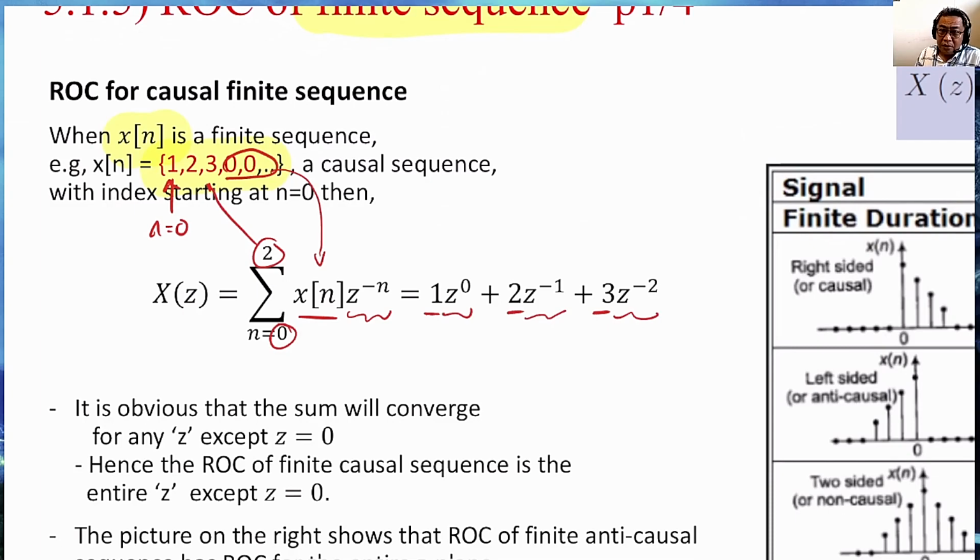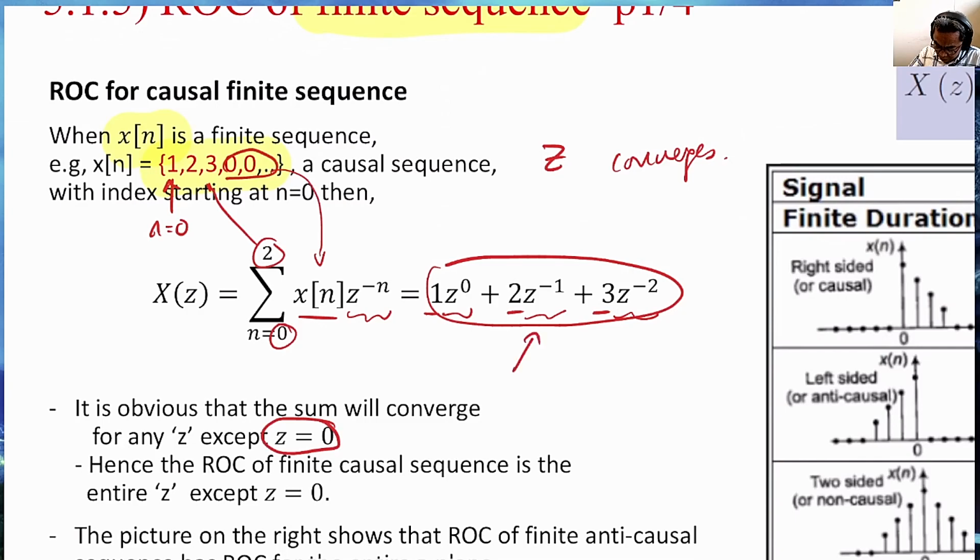The question to ask is, what is the value of z such that this sum converges? And you can try to put any z. And the answer is that almost any z, except z equals to 0, the sum would converge. Why so? Well, 2z minus 1 is equals to 2 over z. So, if z is equals to 0, then 2 over 0 is infinity, and the sum would not converge. So the answer is that the sum will converge for any z except z equals to 0.